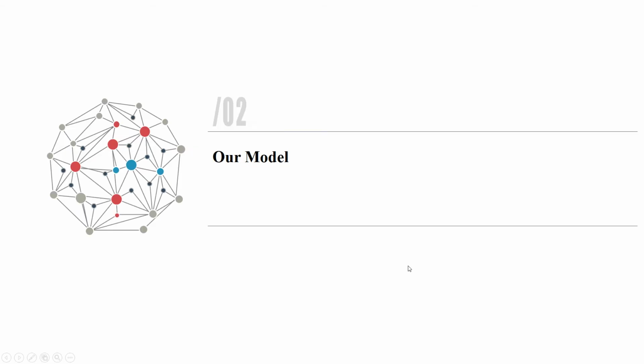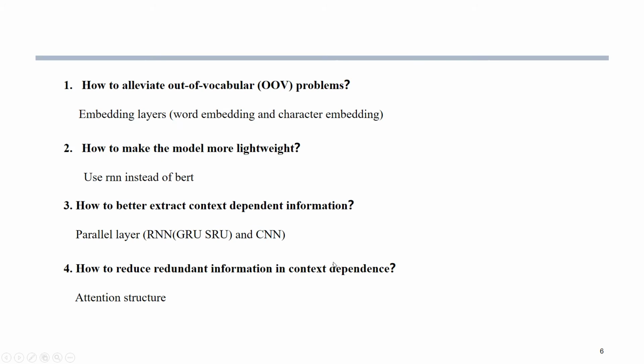Next, we will introduce our model. Before introducing the model, there are four problems to be solved for tumor named entity recognition. The first problem is how to handle out-of-vocabulary problems. In our model, we use the character embedding to supplement word embedding. It can represent all the information to a certain extent.